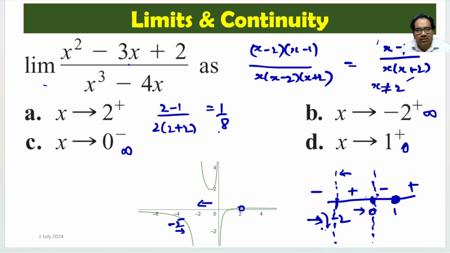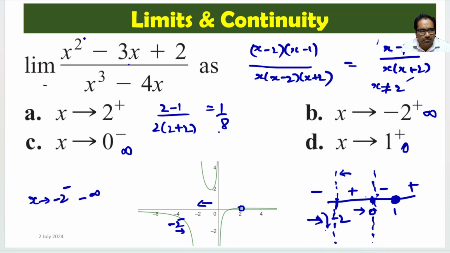If we are approaching from minus 2 minus, then it is minus infinity. Sorry, my bad. Here it is given minus 2 plus. So this should be plus infinity. Right, yes.